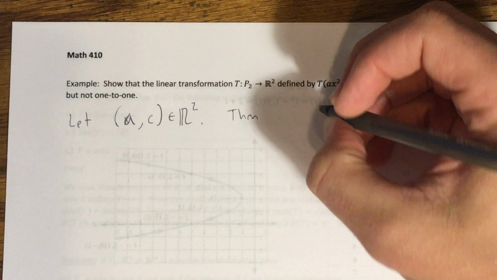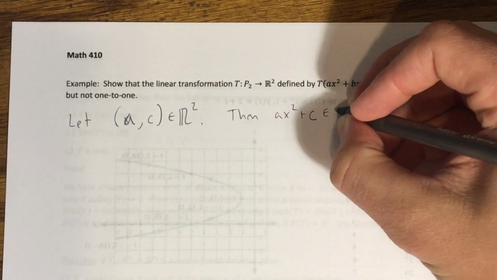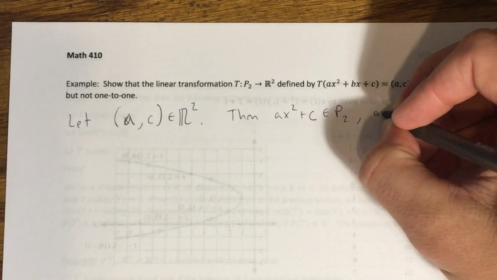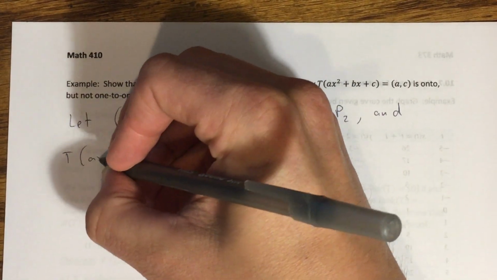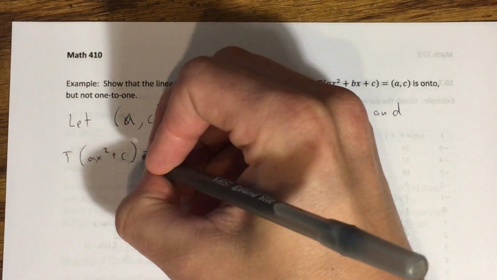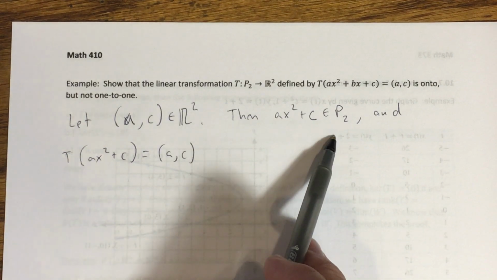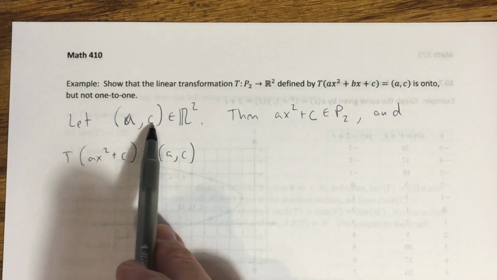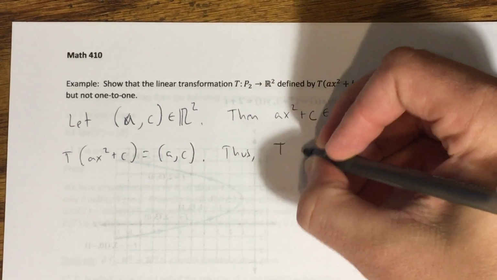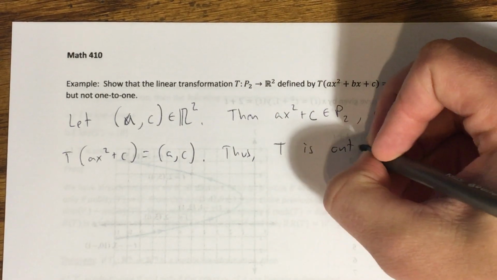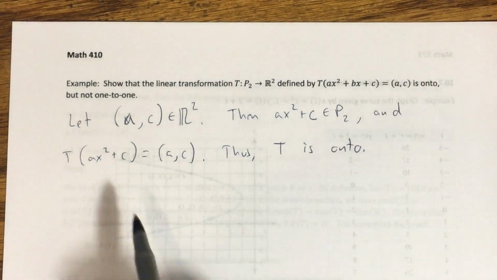Then ax squared plus c is in P2, and T of ax squared plus c equals (a, c). So I've located a vector in P2 that has (a, c) as its image. Thus, T is onto.